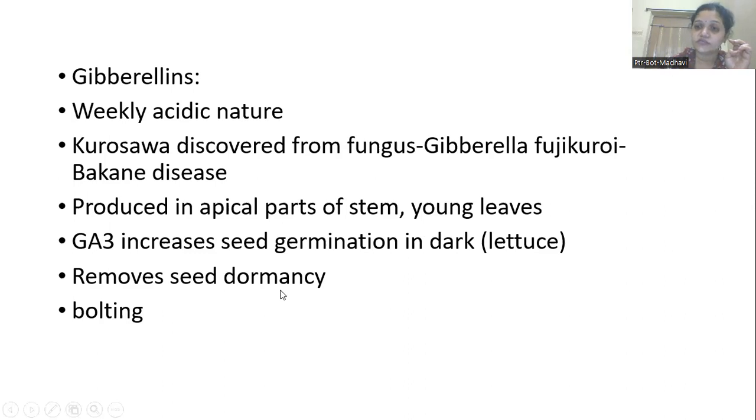It removes seed dormancy in the monocot plants, and it increases bolting. That is, it increases the elongation of the internodal length in the stem, so that is called the bolting process. This can be seen in the cabbage, where the internodal length is very small, so the leaves form as a head. That is also the removing of genetic dwarfism in the gibberellins.